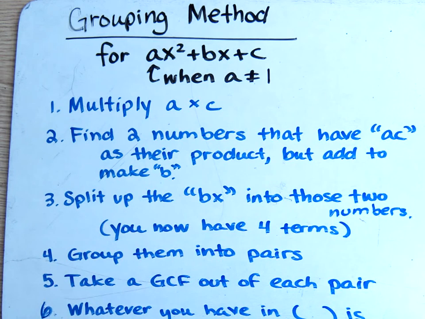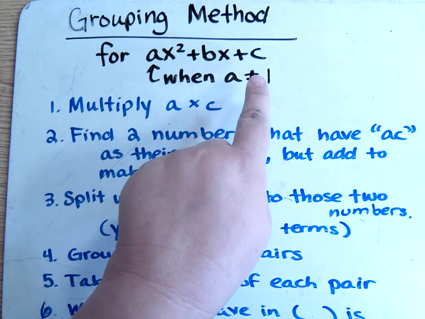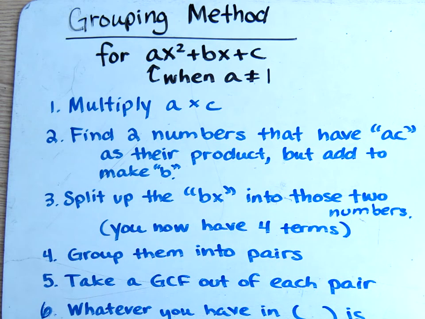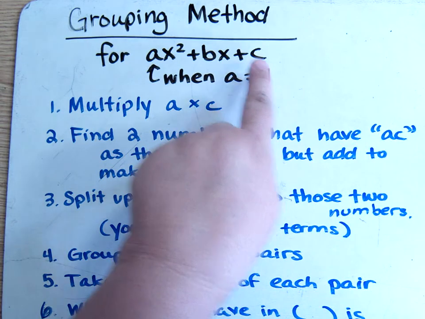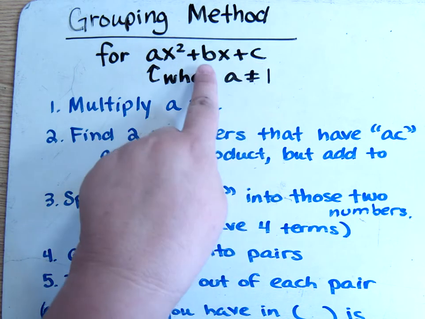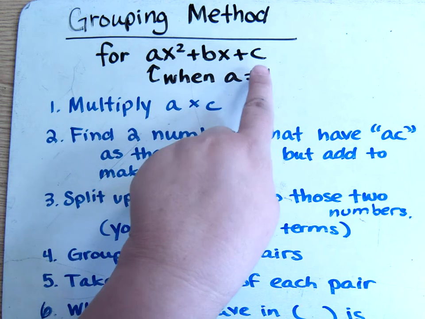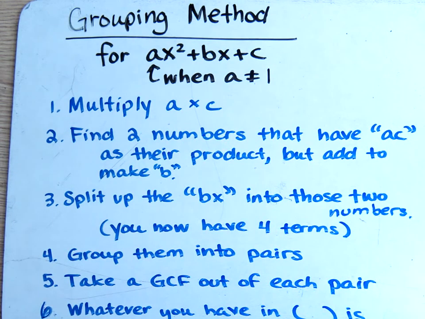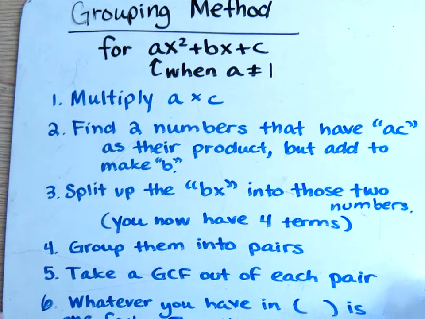All right, so this is the grouping method for factoring. That's the idea of what we're doing here. Factoring a trinomial, 3 terms, when the leading coefficient is not 1. When the leading coefficient was 1, we would find 2 numbers that multiply to give me C and add to give me B, and then I just put them in parentheses with the X and I'm done. This is a little bit more extensive.